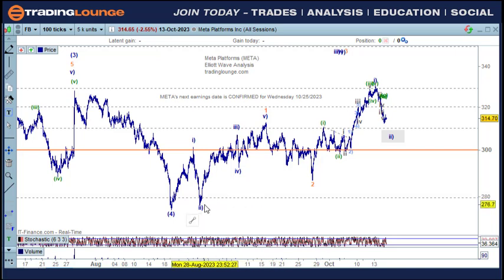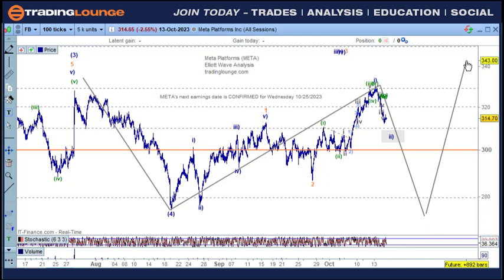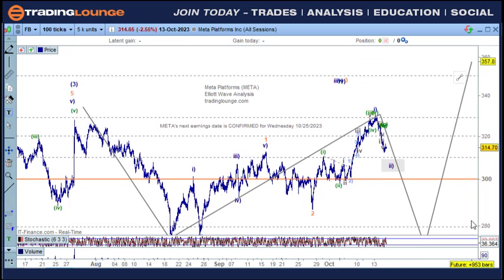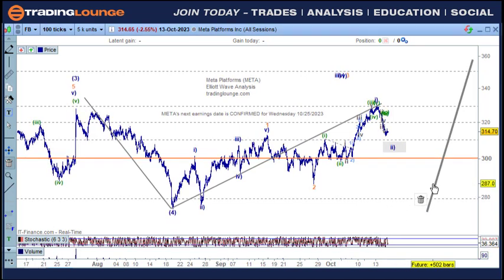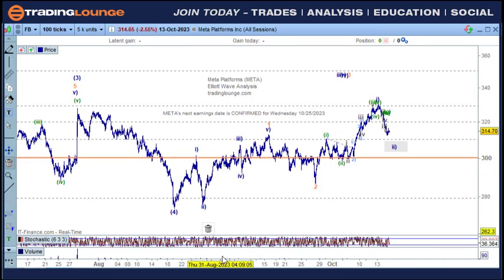Just think if we could count this another way. Even if this was an A wave here, a B wave over here and a C wave down here, it would still be corrective. So the bigger picture would still be bullish. Do you know what I mean? Just to take away any sort of major bearishness in the market, so to speak.